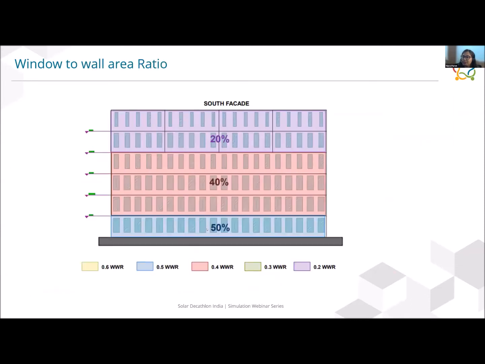So there is a possibility. What we did in this particular building was, we had various WWR, window to wall area ratios, for various floors, considering the courtyards and the amount of daylighting required in the space. So this is a possibility, and this is what we proposed to the board. And yeah, this is what we did.